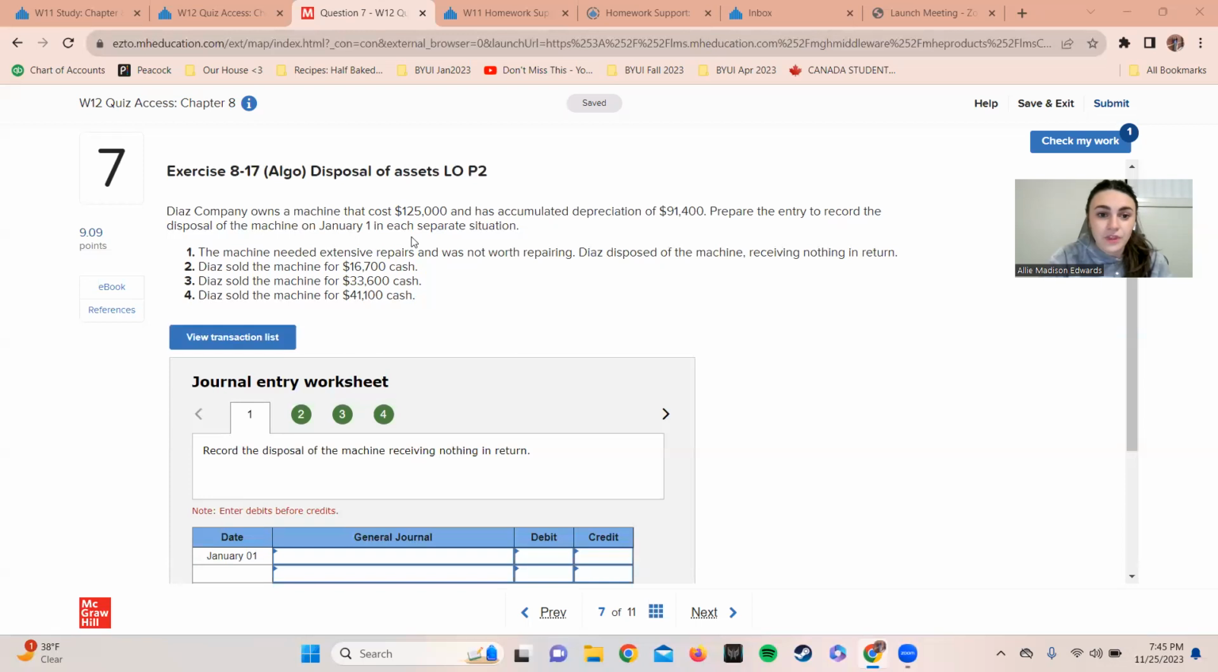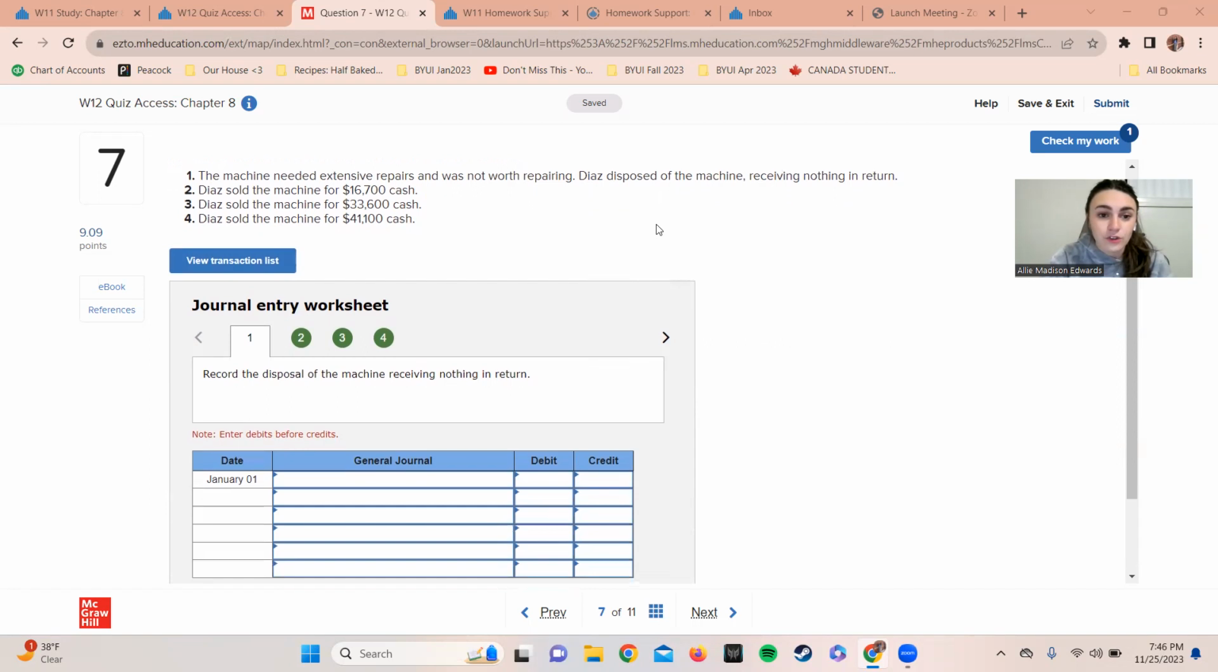It gives us this information. The machine costs $125,000. It has an accumulated depreciation of $91,400, and we're going to prepare these various entries. Starting with number 1, the machine needed extensive repairs and was not worth repairing. They disposed of the machine and received nothing in return.